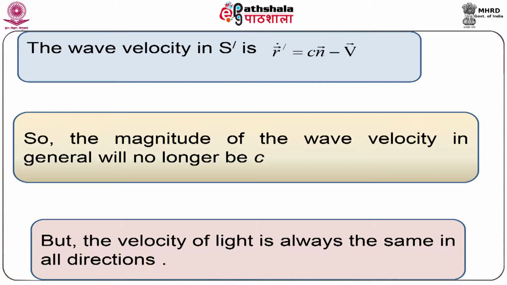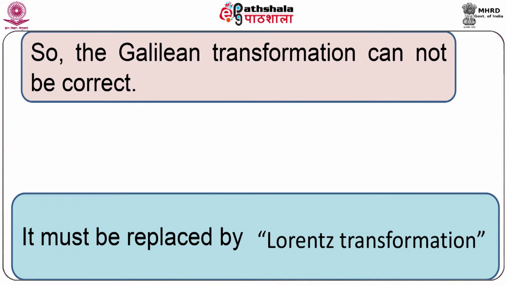a long series of experiments, especially the famous experiments of Michelson and Morley, have shown that the velocity of light is always the same in all directions and is independent of the relative motion of the observer, the transmitting medium and the source. Thus, the Galilean transformation cannot be correct and must be replaced by another, the Lorentz transformation, which will preserve the velocity of light in all the systems.